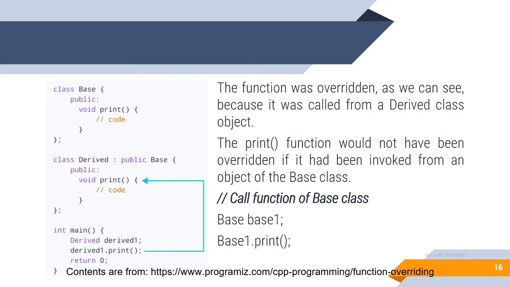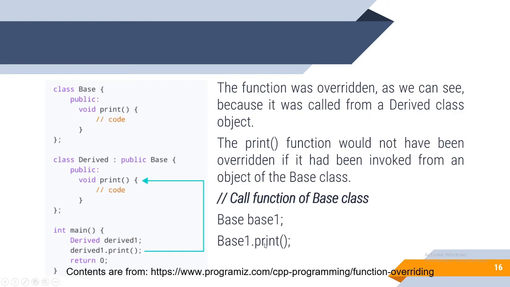But there are ways to also call, or execute, the member function of the base class. How are we going to do it? We just need to call the member function of the base class using this one statement. So we will now use the base class to create its own object, and that object is used to call the member function, which is print. It looks like this one.